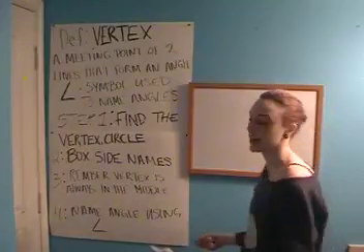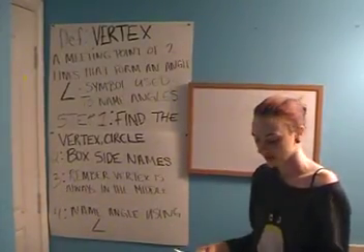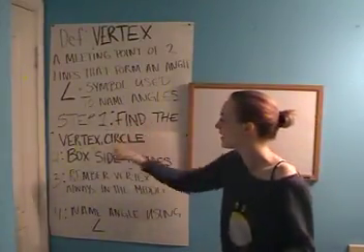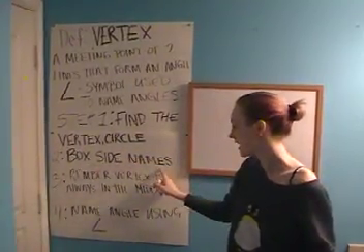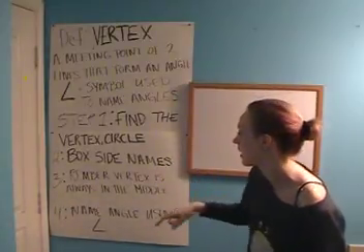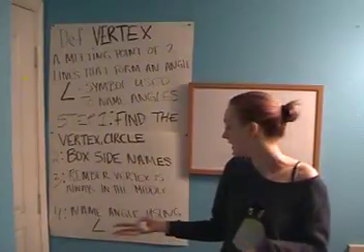Now we're going to go over the steps really quick before I show you how to do it. There are 4 steps, pretty simple. The first step is to find the vertex, and then we're going to circle it. The second step is to box the side names. Instead of circling them, we're going to box them, that way we can differentiate which one's the vertex and which ones are the sides.